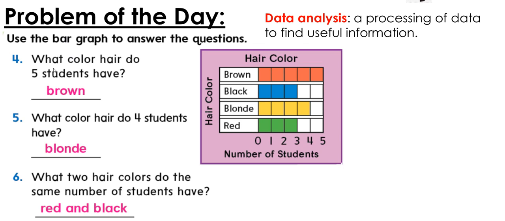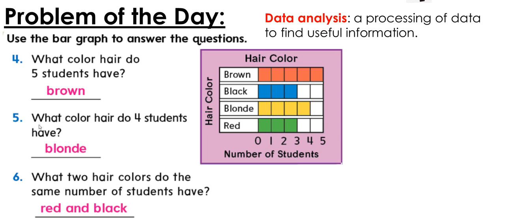So let's see the questions. What color hair do 5 students have? So it says here brown. Let's just double check. Brown has 1, 2, 3, 4, 5. 5 students. Yes, it's correct.